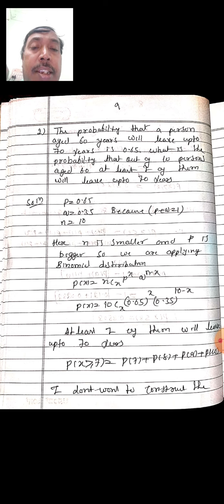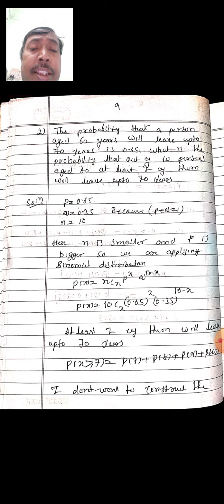See, his present age is 60 years and the probability of living up to 70 years is 0.65. Then what is the probability that, out of 10 persons selected whose present age is 60, at least 7 of them will live up to 70 years? What is the data given here? P is 0.65. Once P is 0.65, automatically Q is 0.35 because P plus Q is equal to 1, and N is equal to 10.